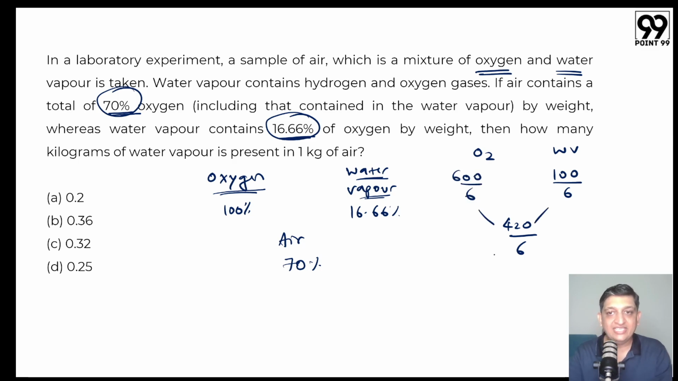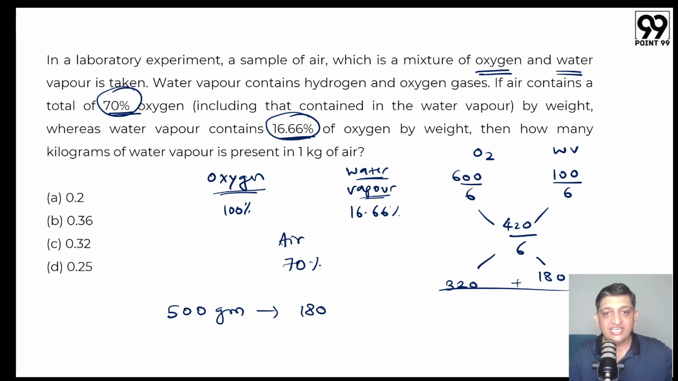Now if I apply the alligation rule, I'm going to get 420 minus 100, that is 320 here, and 600 minus 420, that is 180 here. So I know that if there are 320 parts of oxygen present in air, then 180 parts of water vapor should be present in air. So we know that out of 500 grams of air, 320 plus 180, 180 grams is basically going to be water vapor.